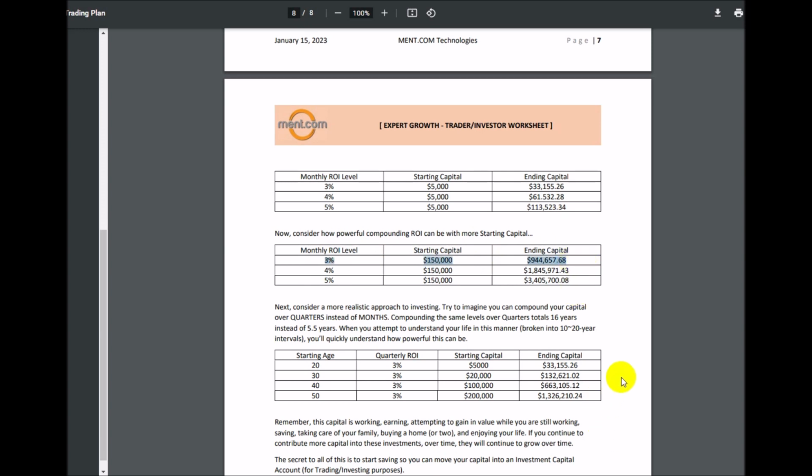Okay? If you can do this and protect your capital and shoot for these numbers, these 3 to 5% per month, moderate ROI, being very protective, you can grow your account from 150,000 to over 3 million in about 5.5 years. It's just a matter of waiting for the market and learning how to take advantage of market trends.